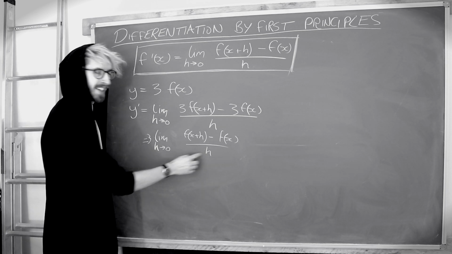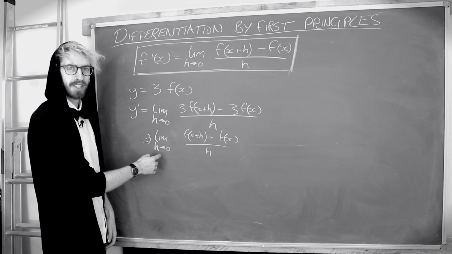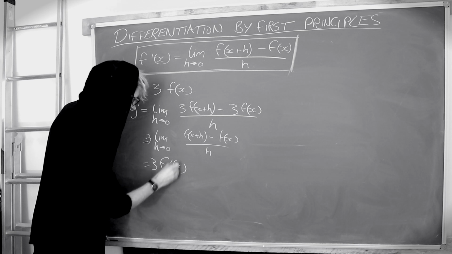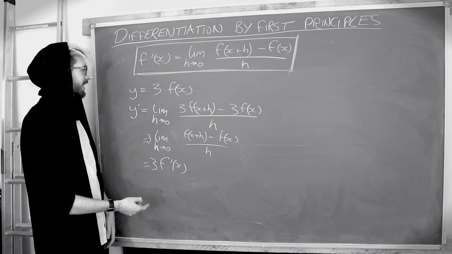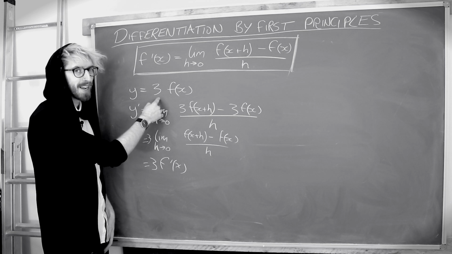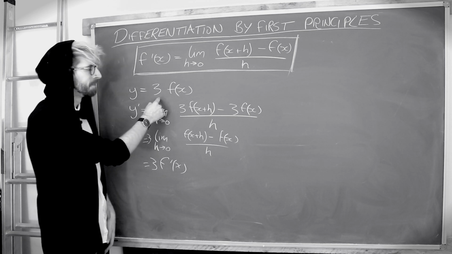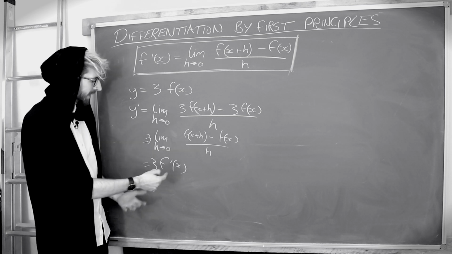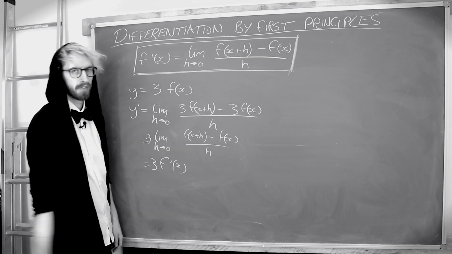All of this, that's just the derivative of f of x. So it's 3 times f prime of x. So if you've got some constant, it doesn't have to just be 3. 3's not a magic number. Some constant times a function, then all it is is that constant times the derivative of that function.